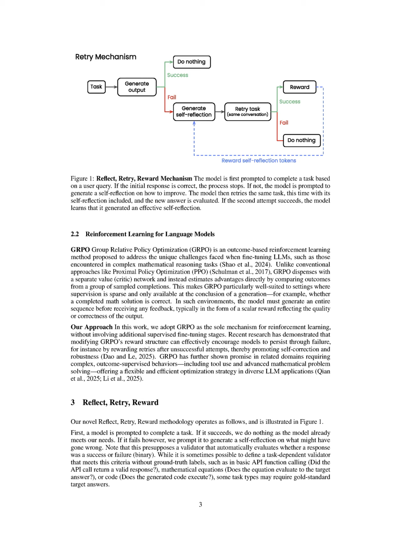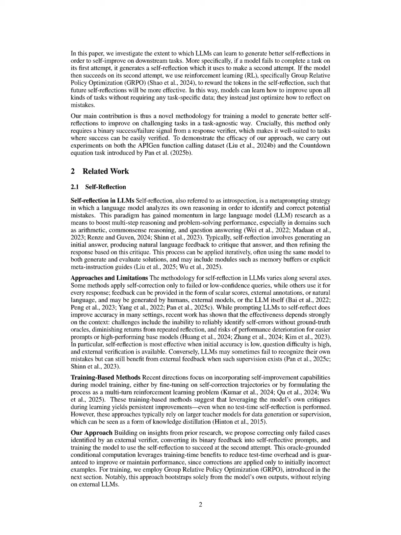Practically, GRPO encourages models to persist through failure by rewarding retries after unsuccessful attempts, promoting self-correction and robustness. Additionally, GRPO allows for a task-agnostic approach as it optimizes self-reflection without requiring task-specific data, thus enhancing the model's general reasoning capabilities. Overall, GRPO's design makes it well-suited for complex tasks where immediate feedback is not available, leading to improved performance in self-reflection training compared to traditional reinforcement learning methods.